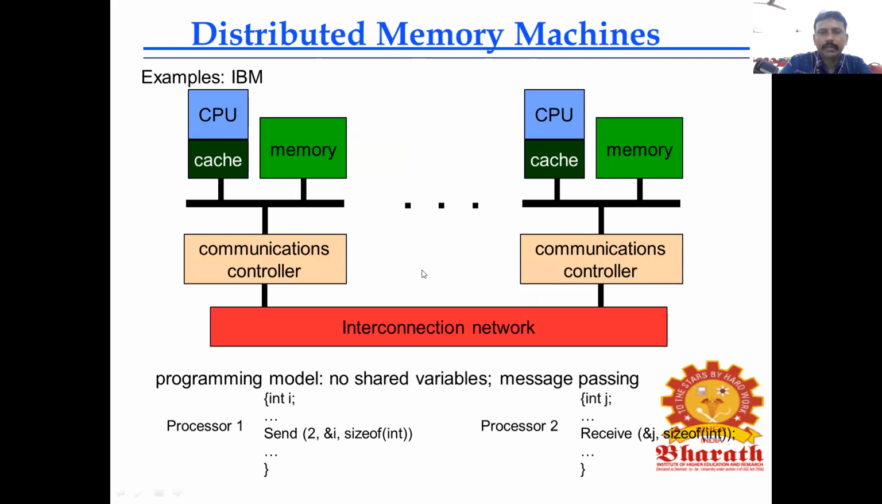In that distributed mechanism, there are a number of CPUs and caches of memory, and individual memory for each individual system. Those individual systems communicate through the interconnection network. This is known as a shared interconnection network.